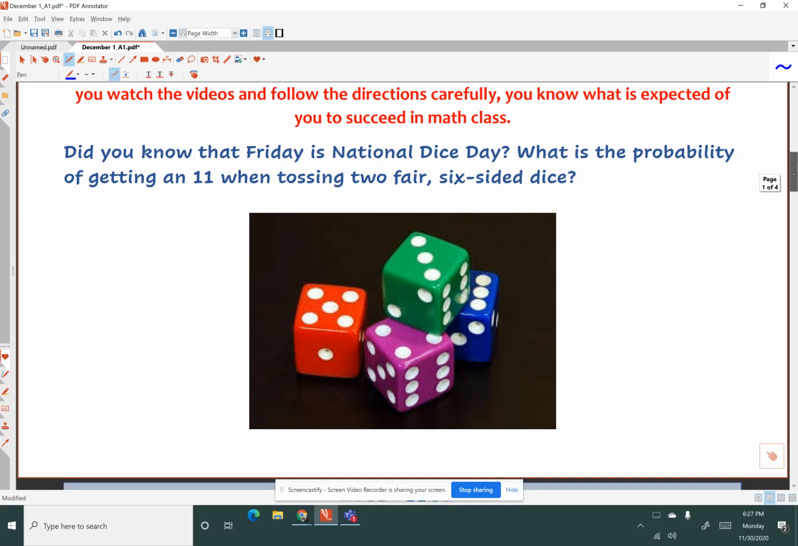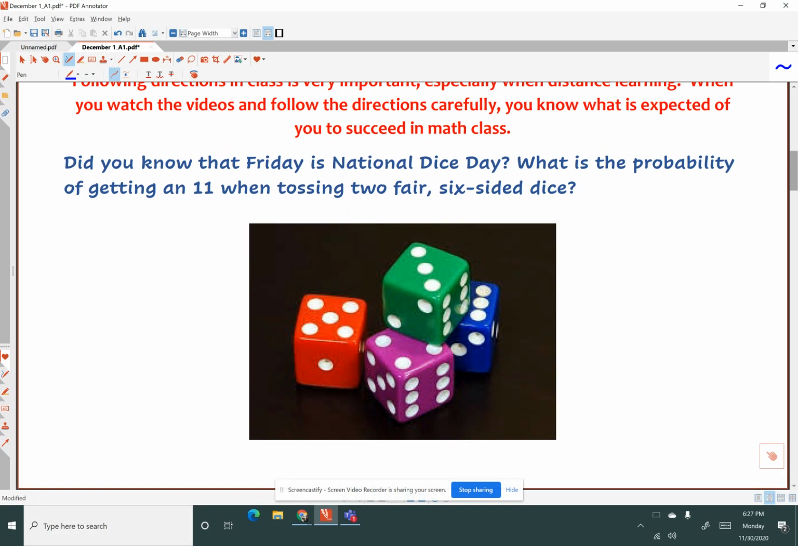So Friday is National Dice Day. So I thought for something fun, I would give you a little preview of what you're going to be getting toward the end of the year in algebra. So the question is, what is the probability of getting 11 when tossing two fair six-sided dice?